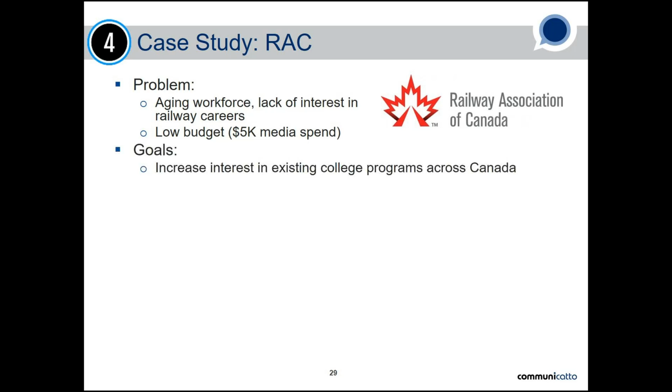Working with the client, we identified the goal of generating some interest in existing railway programs that are in various different colleges across Canada. So this is what we'll call a mid-market approach. The approach could have been to recruit for open railway jobs right now, which is an immediate approach, or a long-term approach with more advocacy for school-age kids. But we chose that middle tier, where we target folks that are maybe a couple of years away from potentially being involved in the railway and having a career.